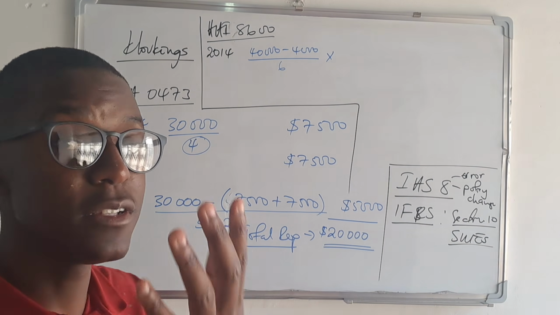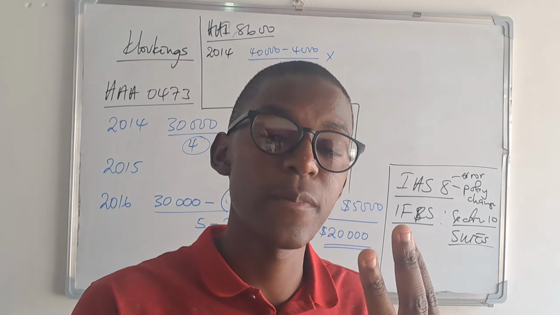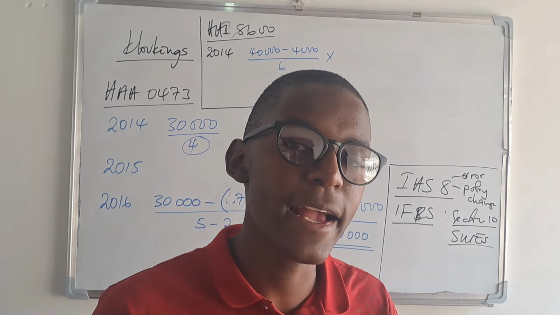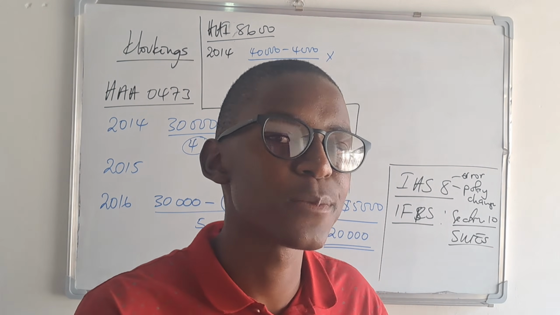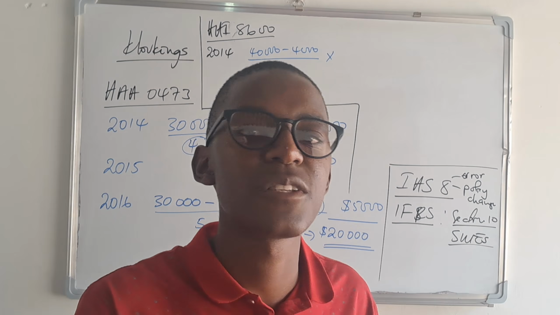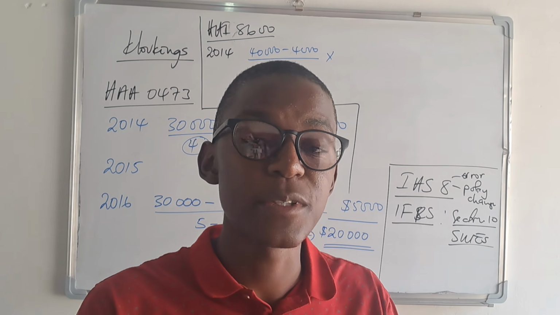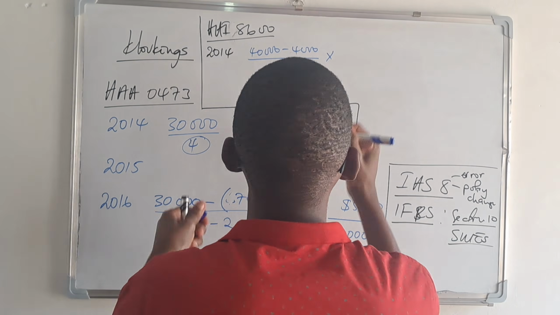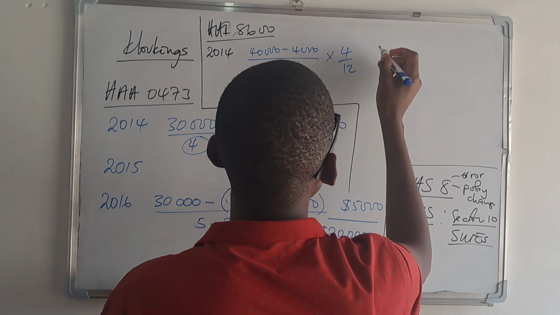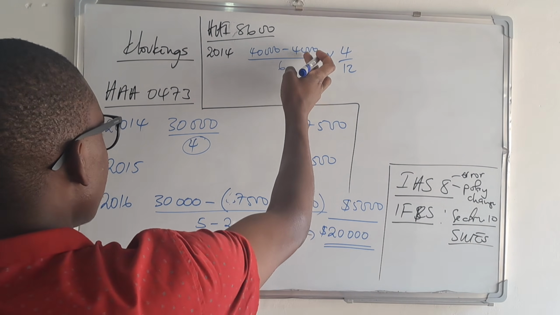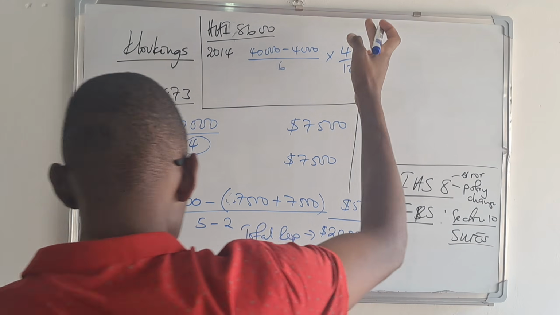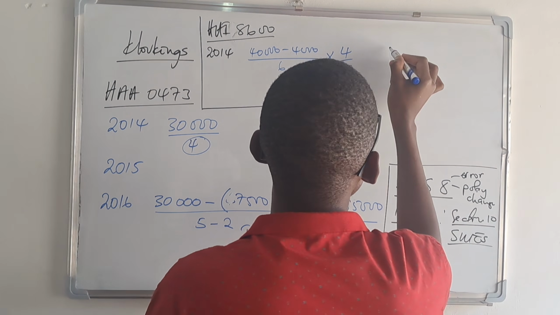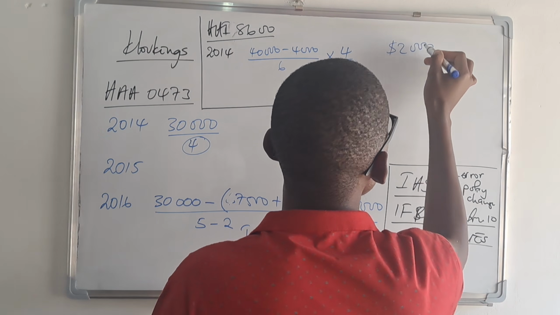1 September, use your fingers, guys. 1 September, October, November, December. Someone may ask me, why are you counting September? Remember, it was bought on the first date of September. So it will be 4 over 12. If you calculate 40,000 minus 4,000 over 6 times 4 over 12, using your calculator, I already calculated this question, it will be $2,000.